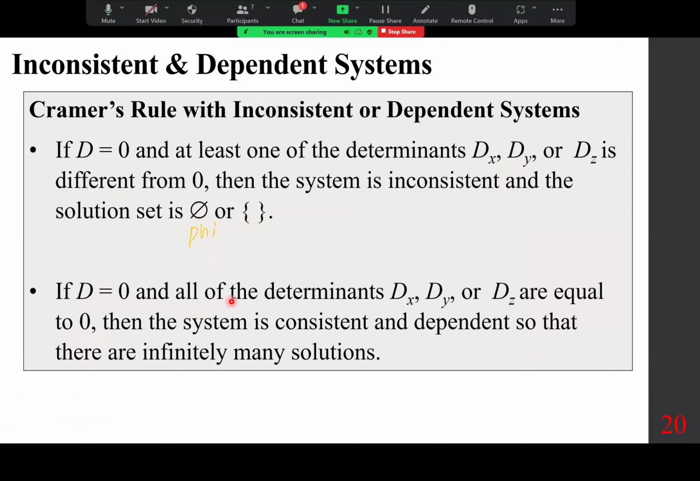If d is 0 and all of those determinants, d sub x, d sub y, and d sub z, are equal to 0, then the system is consistent and dependent, so there are infinitely many solutions. So in short, if d is 0 and at least one of them is not, it's inconsistent. If d sub x, d sub y, and d sub z are all 0, then it's a dependent system. That's the meaning of it. So I think it's pretty straightforward.